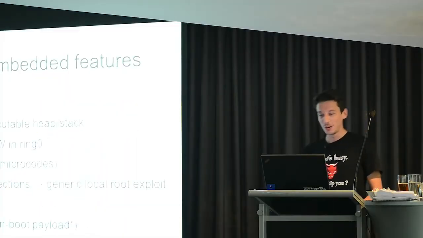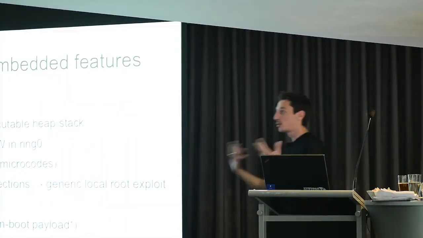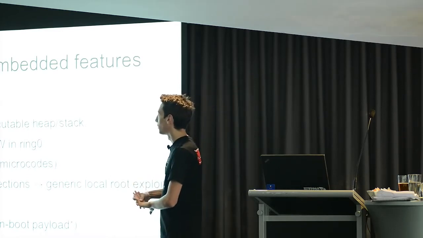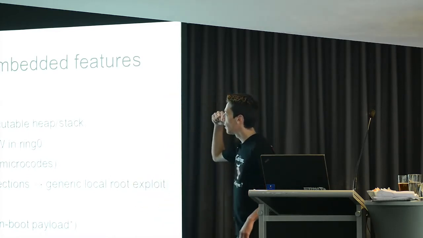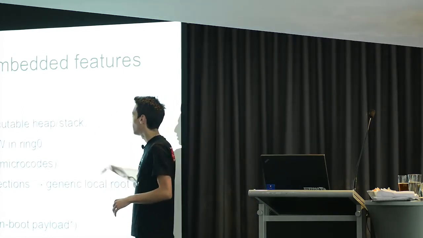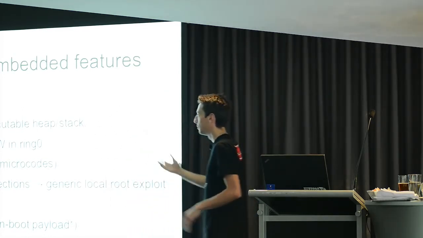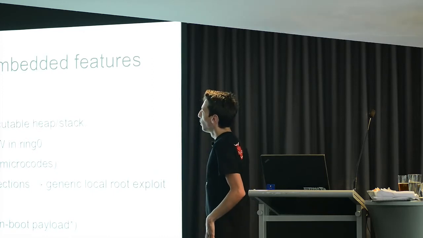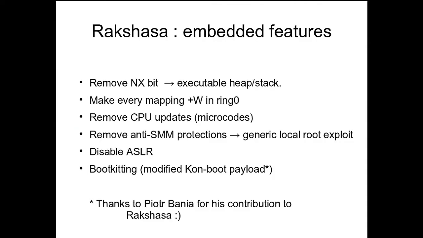That was too easy. All right. So the kind of cool stuff we can use as a payload: we can remove the NX bit. If you do that, everything in the address space becomes executable again. Your heap, your stack, whatever. We can turn every mapping in ring 0, so in kernel land, writable again.